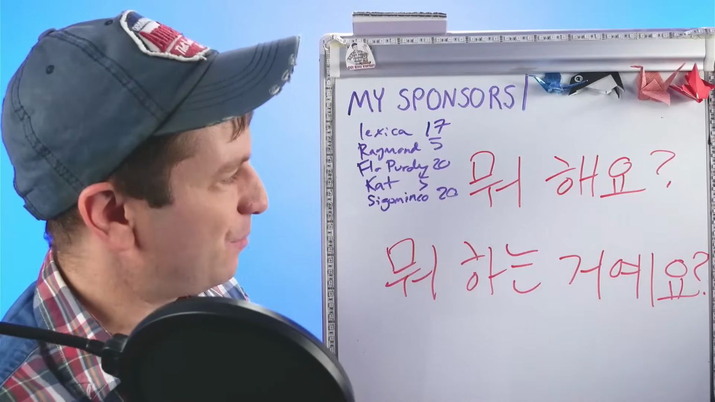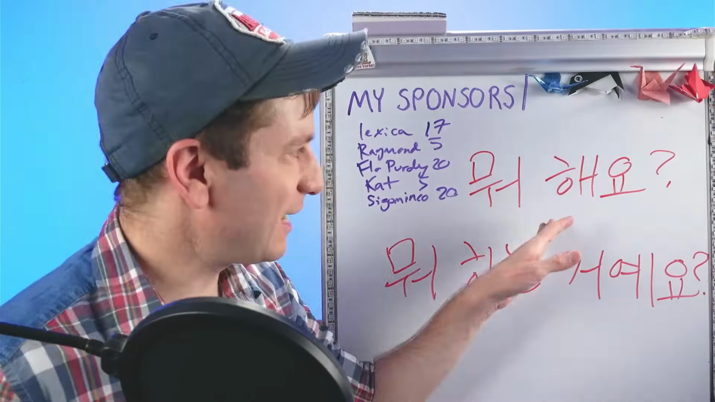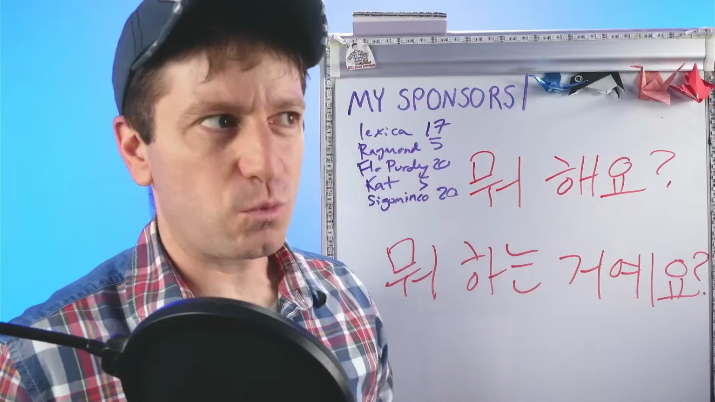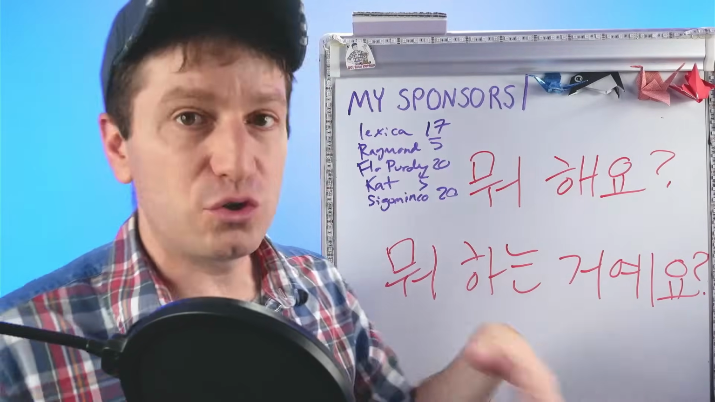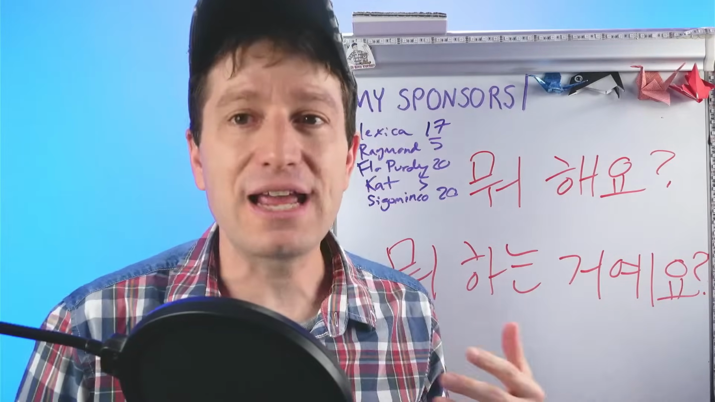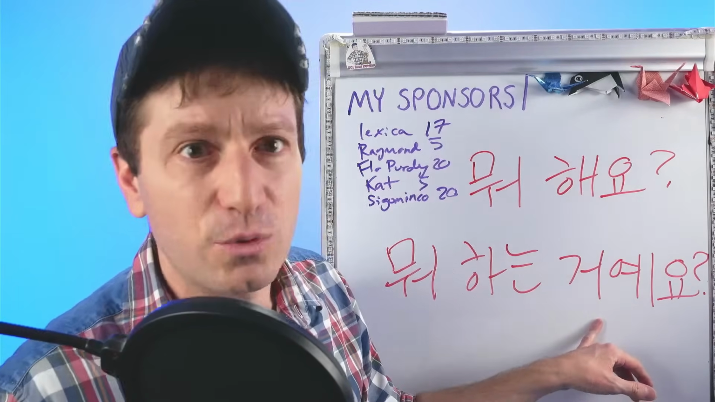One more thing. These two sentences both mean what are you doing? 뭐 해요? 뭐 하는 거예요? So again, 뭐 해요? Literally just what are you doing? 뭐 하는 거예요? Like what is it that you are doing? So this kind of describes the person. So hey, I'm talking about you. What are you doing? Hey you, what are you doing?